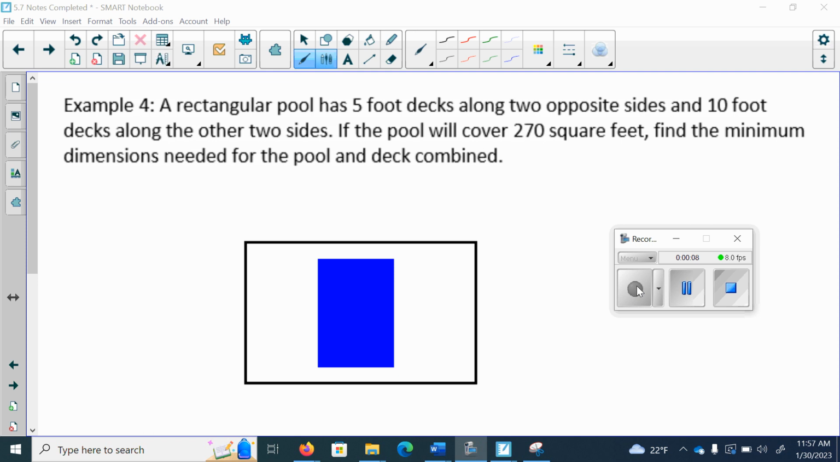So in this problem, we have a rectangular pool that has a 5-foot deck along 2 opposite sides and a 10-foot deck along 2 other sides. If the pool covers 270 square feet, find the minimum and maximum values for the dimensions of the pool and the deck. So the first thing I'm going to do is label my little picture that I have here.